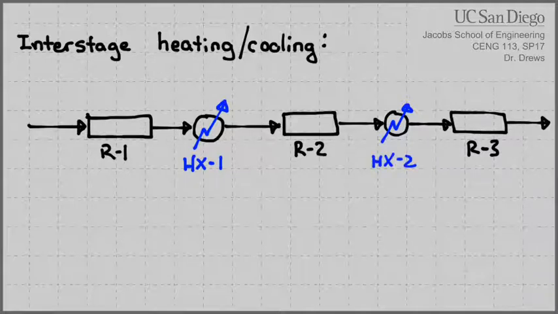A key feature of the heat exchangers is that there is no reaction inside a heat exchanger. If there is, you'll tend to damage your heat exchangers. The easiest way to avoid reactions inside a heat exchanger is, if a catalyst is needed for your reaction, don't put the catalyst in there. So you don't get any kind of reaction and you can just change the temperature. So this is what an interstage heating cooling system looks like.